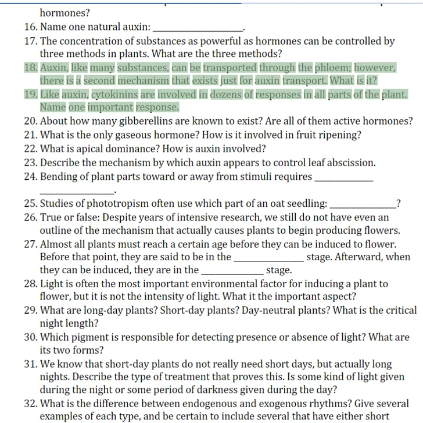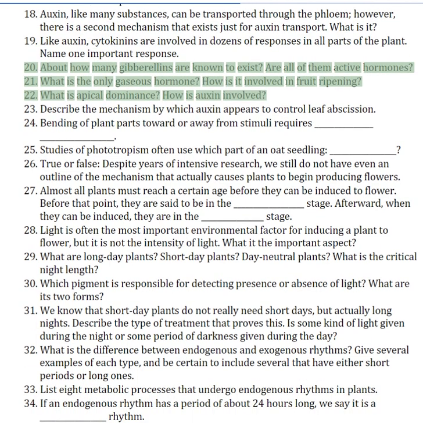19. Like auxin, cytokinins are involved in dozens of responses in all parts of the plant. Name 1 important response. 20. About how many gibberellins are known to exist? Are all of them active hormones? 21. What is the only gaseous hormone? How is it involved in fruit ripening?